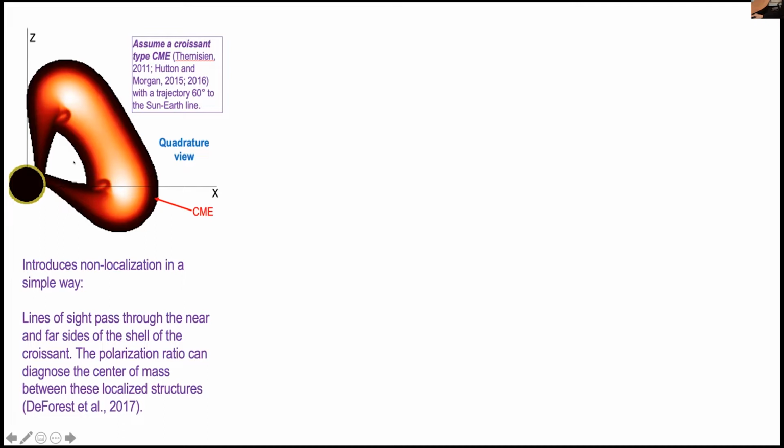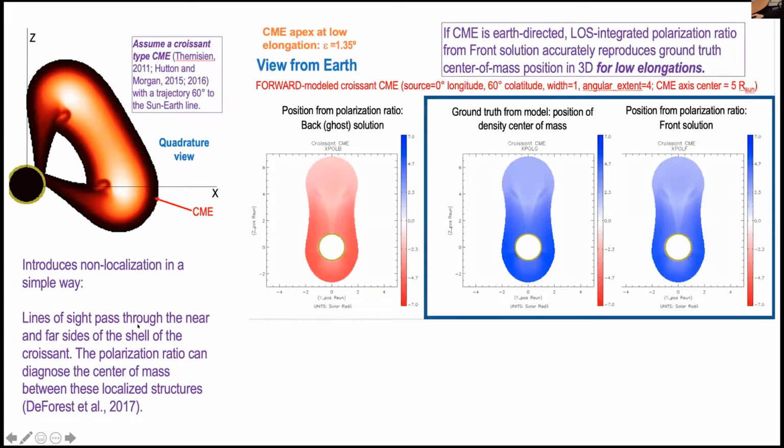So there's more than one density contributing to the polarization ratio, and thus what you're getting out is really a center of mass between these localized structures. So the question is, how well would it do that if you have a distributed structure? The answer is, when it's close to the sun, pretty well. What I am showing here is an Earth-directed CME. This is the quadrature view from the side, and this is the view head-on towards the Earth, so you're looking at this thing kind of lined up. And what you're seeing is the model. We have a ground truth density. This is now calculating the position of the density center of mass from the known distribution of density.